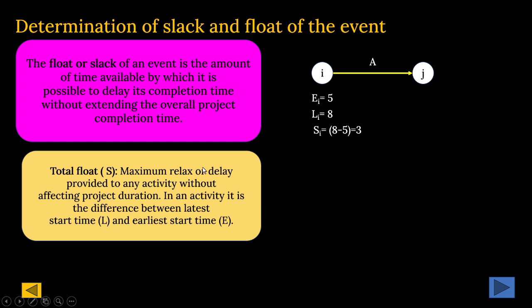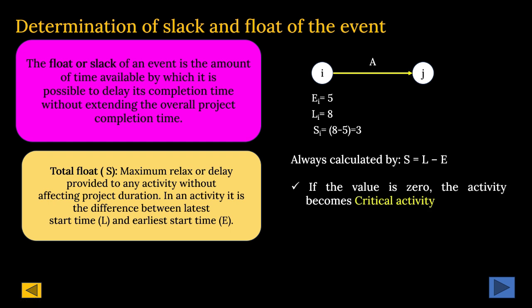What are we saying? Maximum relax or delay provided to any activity without affecting the duration. In any activity, it is the difference between the latest start time, L_i, the latest start time at node i, and the earliest start time, that is E. E is here 5. Earliest start time and latest start time, that is the difference. The difference is known as total float. Clear? So always calculate the float, that is S, by L minus E. Latest start time minus earliest start time. Remember this formula.